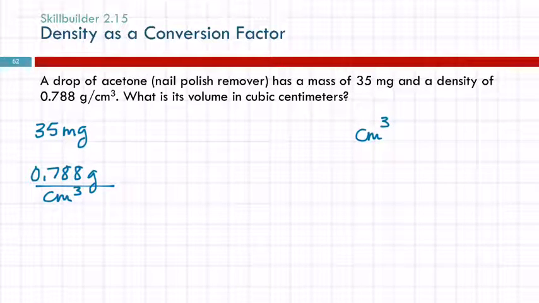Then I have to figure out where I'm starting. I have two choices. I could be starting with 35 milligrams, or I could be starting with 0.788 grams per cubic centimeter. This one cannot be used as a conversion factor, so this is probably where I'm going to start. So I'm starting with milligrams.